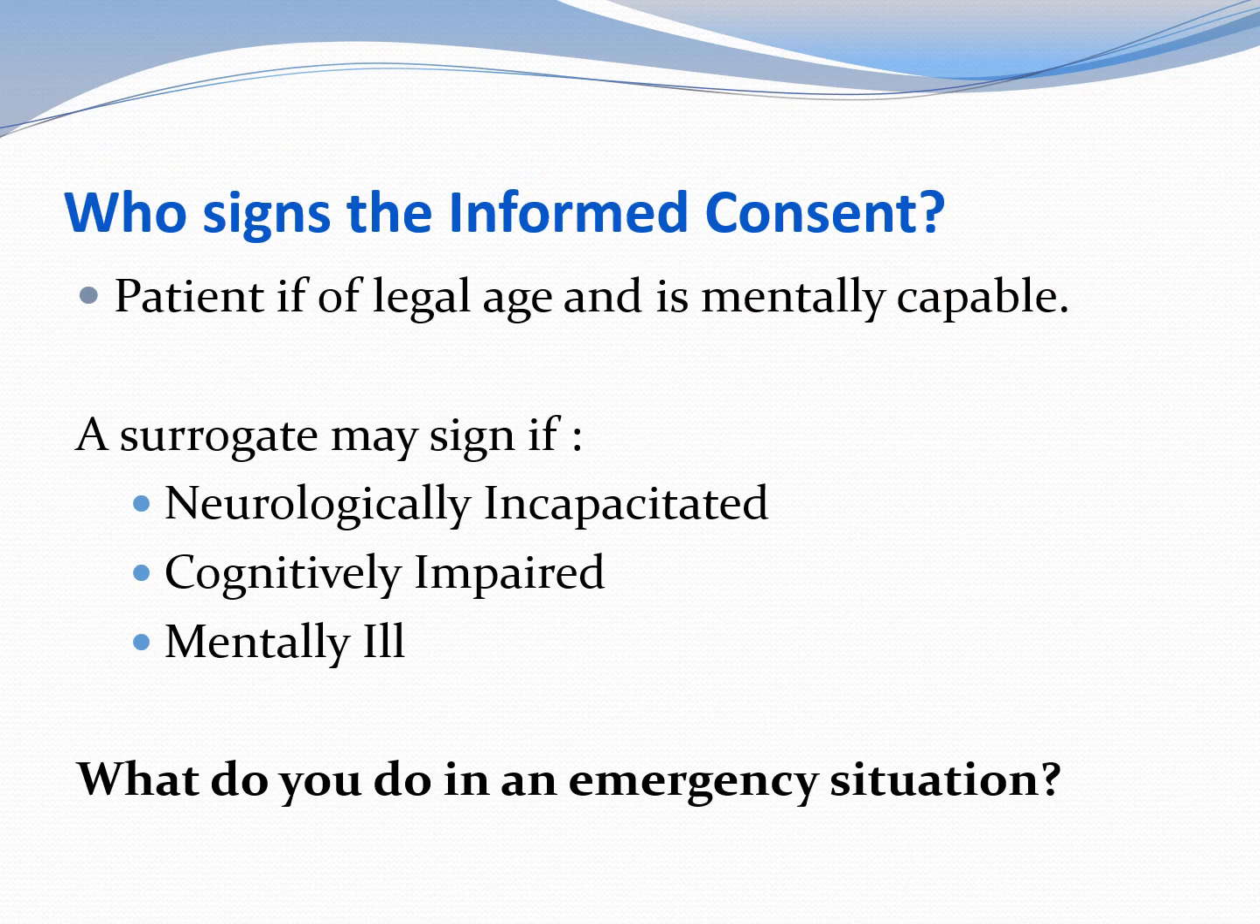So who signs the informed consent? If the patient is of legal age and is mentally capable, they are the ones to sign the informed consent. A surrogate, who is usually a family member or legal guardian, may sign if the patient is neurologically incapacitated, cognitively impaired, or mentally ill. A healthcare proxy is for patients who are incapacitated. Actually, everyone should have a healthcare proxy, because when a patient can't speak for themselves, the healthcare proxy is the person who speaks for them.